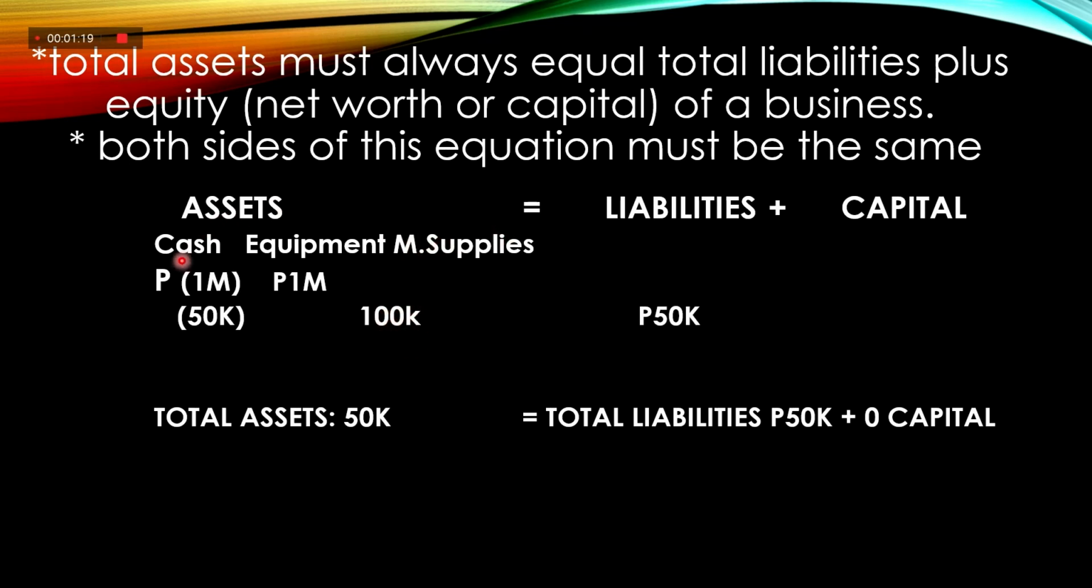If we total the assets, we have 1 million minus 1 million. So in the first example, we have 0 assets, so it's cancelled off. In the second example, we have negative 50 plus 100, which is 50,000 pesos. So the total assets for the two illustrative examples is 50,000 pesos.